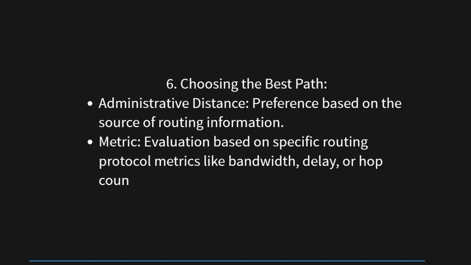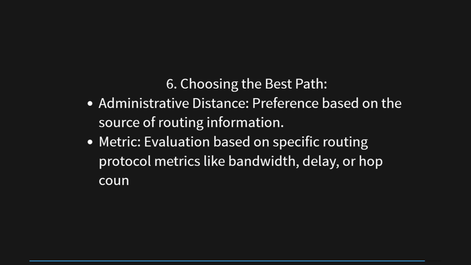On the other hand, if there are multiple routes to the destination learned from the same routing source, the router compares their metrics. Metrics are values assigned to each route by the routing protocol, reflecting various factors such as bandwidth, delay, or hop count. The route with the lowest metric is selected as the best path since it represents the most efficient way to reach the destination. By considering both administrative distance and metric, routers can intelligently choose the optimal path to ensure efficient and reliable data packet delivery across networks.